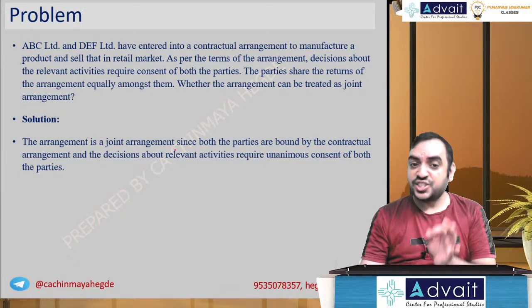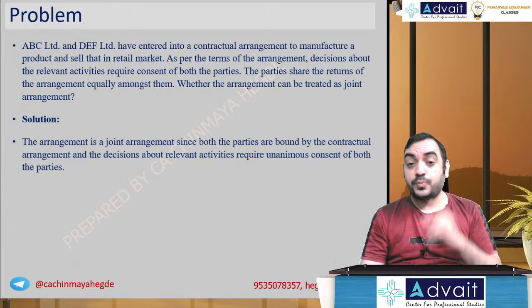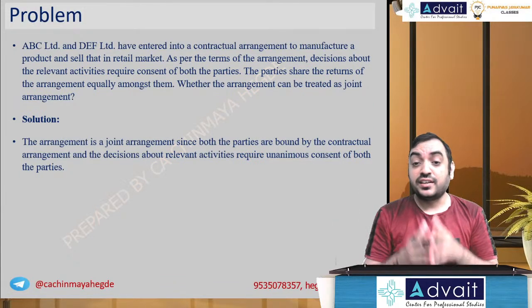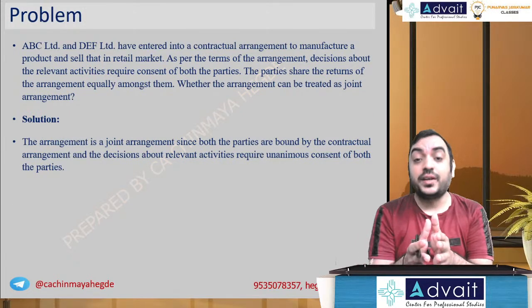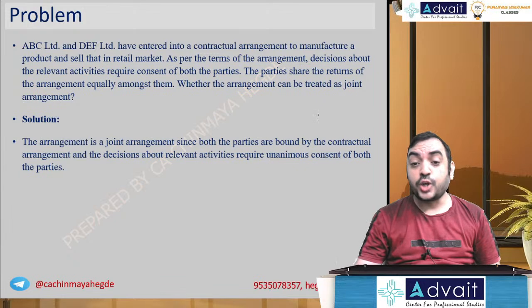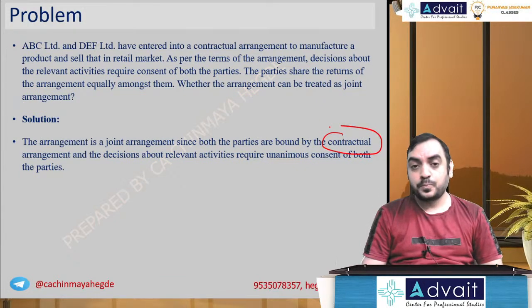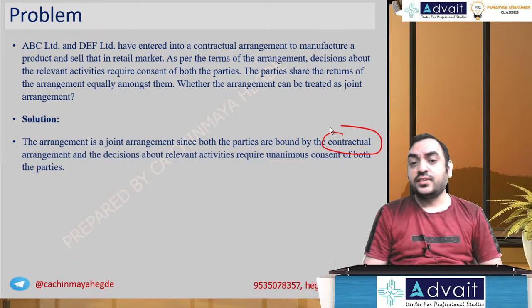So the arrangement is a joint arrangement, since both the parties are bound by contractual arrangement, that is also important. Mere people coming together is not sufficient to say they are having a joint arrangement. They need to have a contractual arrangement as well that both of them should agree. That need not be in writing, but it has to be in some form or the other.